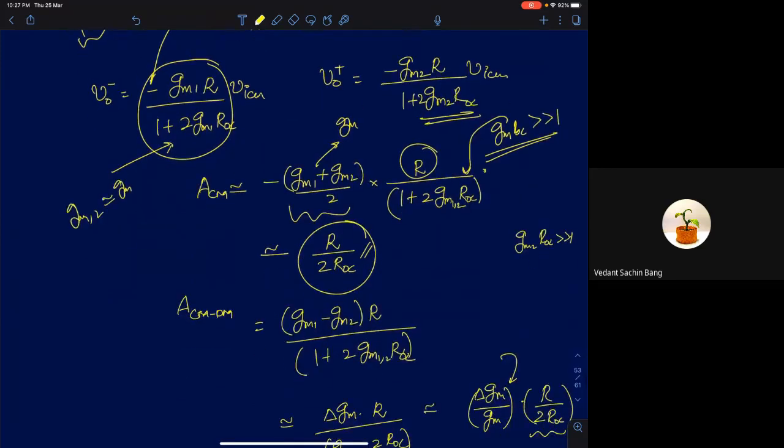So GM1, comma 2 is nothing but GM. I'm just saying GM1, comma 2 is the GM of the first input pair transistors. That's it, it's just a notation. So GM of 1, comma 2 is the GM itself.